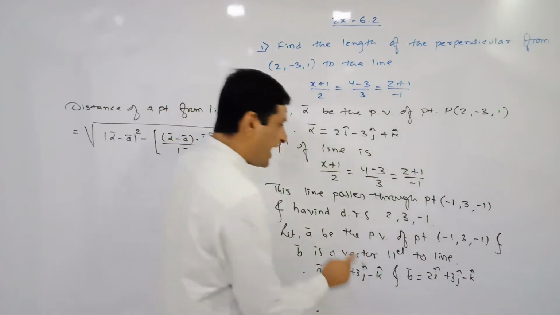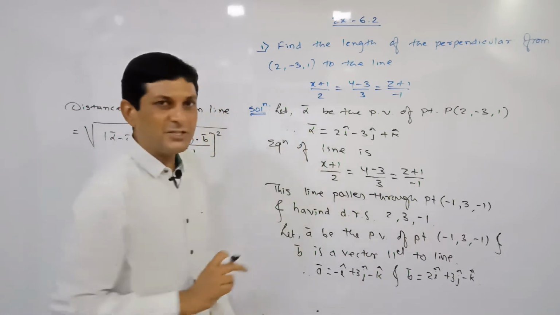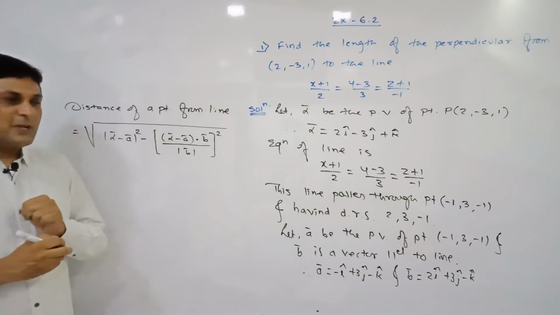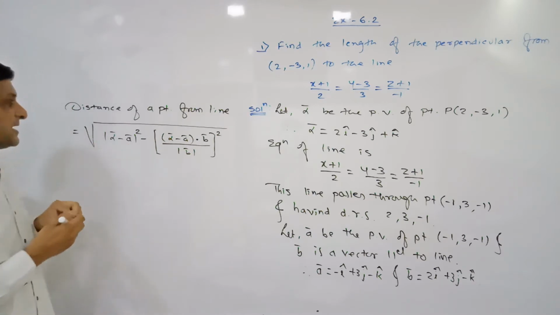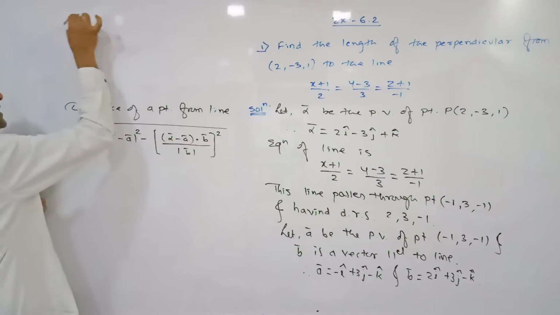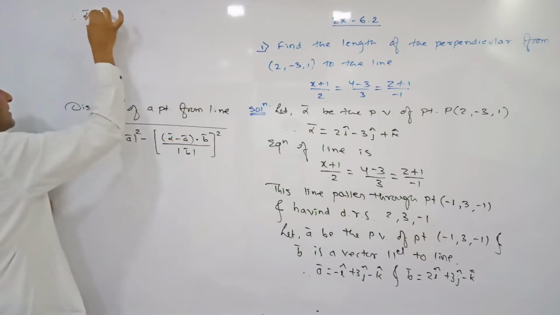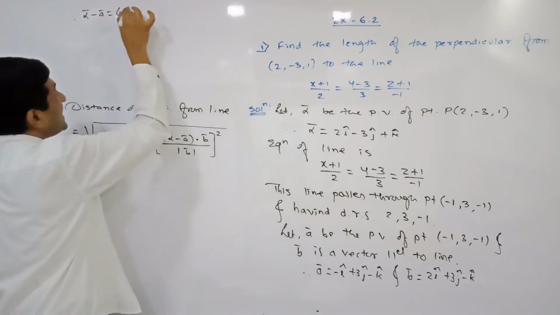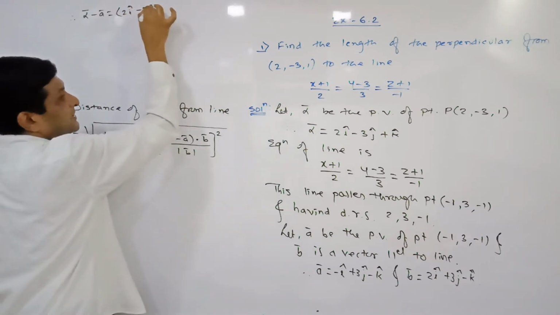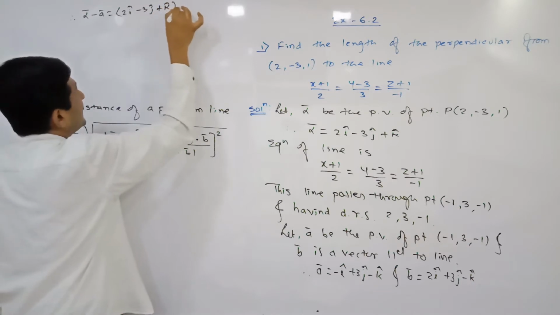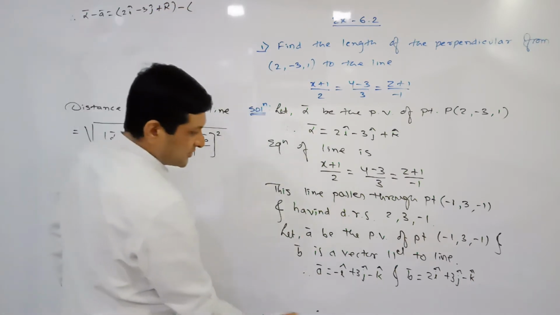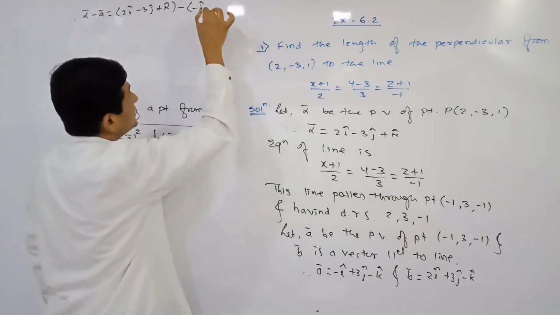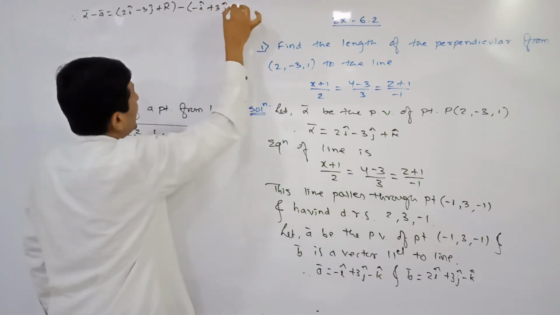Once the values of a bar, b bar and alpha bar are known to us, now we are able to apply this formula. To apply this formula, which value is required? Alpha bar minus a bar. So first find out the value of alpha bar minus a bar. Therefore alpha bar minus a bar is equal to, what is the value of alpha bar here? 2i cap minus 3j cap plus k cap. Minus, keep it as it is, a bar, which is equal to, what is the value of a bar? Minus i cap plus 3j cap minus k cap.